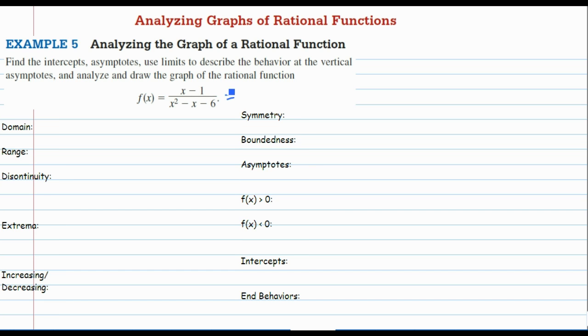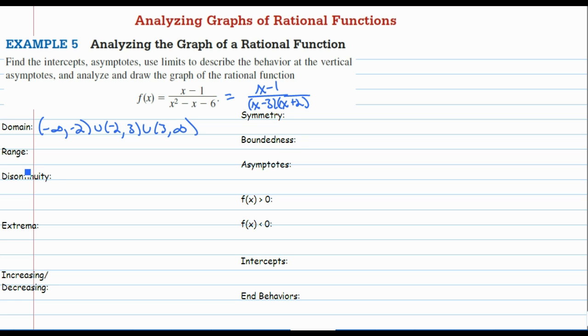Alright, so first I'm going to factor. So I've got x minus 1 in the numerator over x minus 3 times x plus 2 in the denominator. So right off the bat I can tell you that the domain is going to be negative infinity to negative 2, negative 2 to 3, and then 3 to infinity, because both positive 3 and negative 2 make the denominator 0, so they would cause an error.